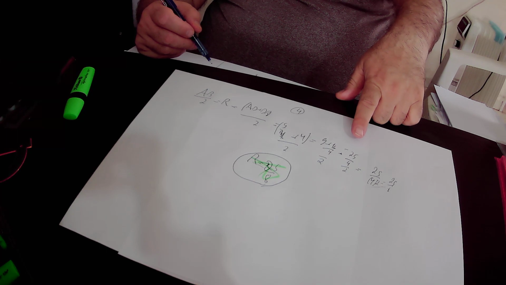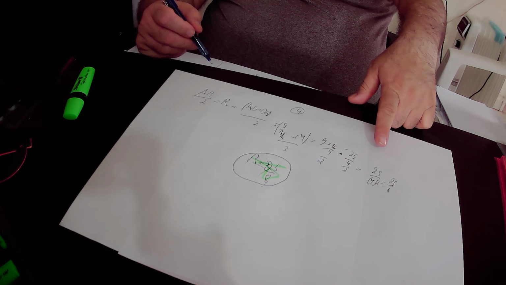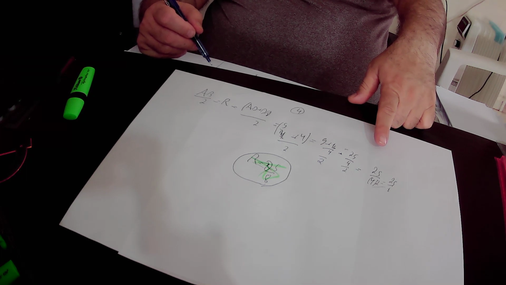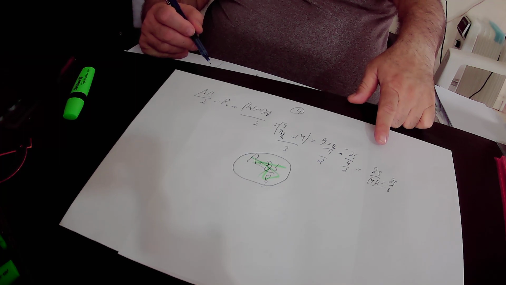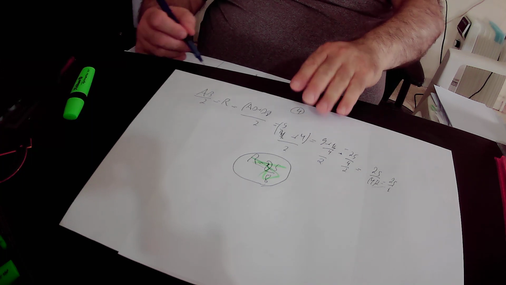So we moved 2 to the denominator and found out in conclusion that the radius of the big circle, defined as capital R, equals 25 over 4 times 2. 4 times 2 is 8, so in conclusion we found out that the radius of the big circle, defined as capital R, is equal to 25 over 8 units.